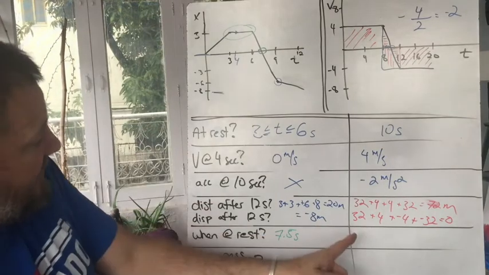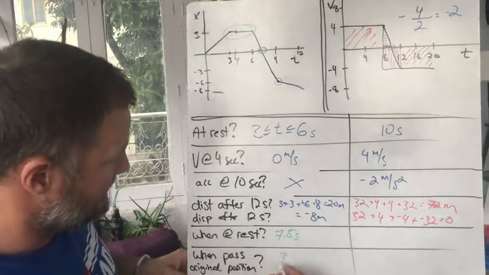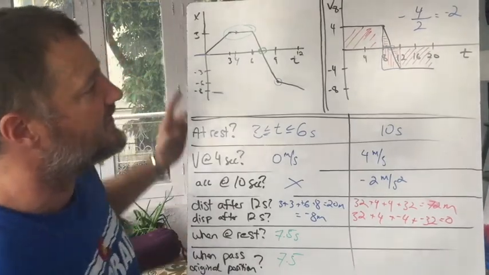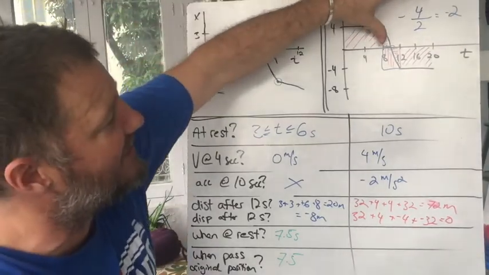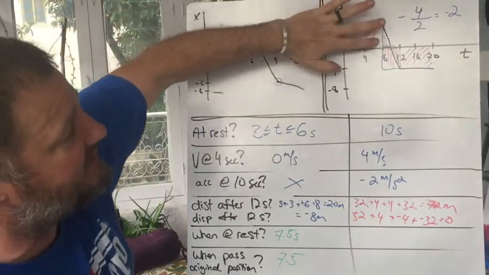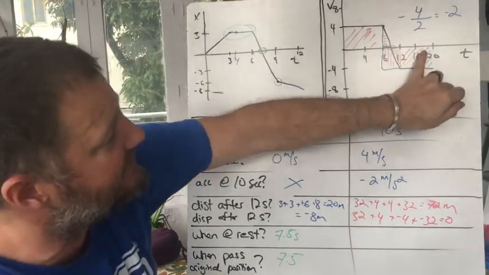And then over here, when does the object pass its original position? It's when the positive values equal out the negative values. And so there's all this positive displacement here, and then you have negative displacement here.